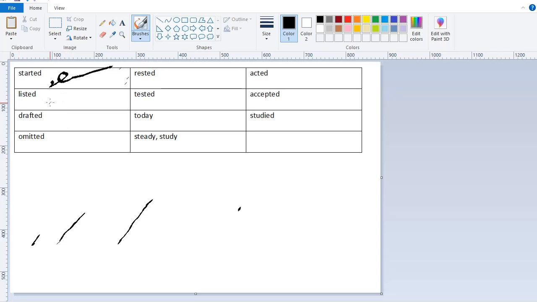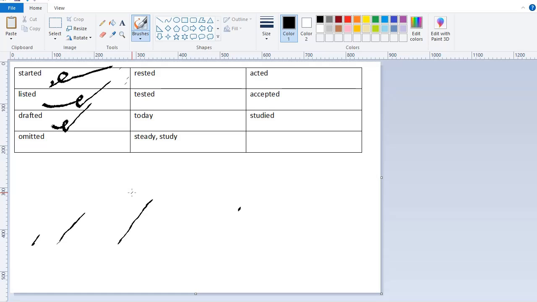Next, we have listed. So, listed, we have L, and then we have E, and then we have S, and then we have TD. Listed. Tama? Next, we have rested. So, we have R, and then E, and then S, and then TED. Habaan mo pa ng konti. Yan.